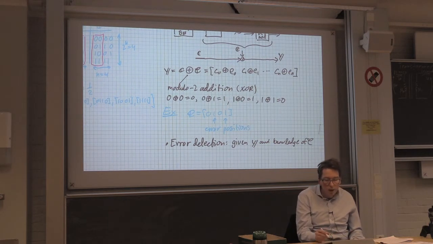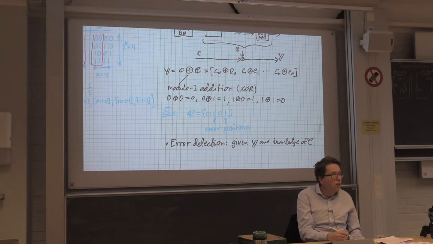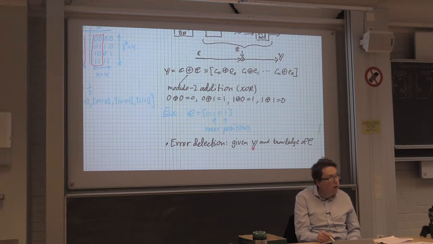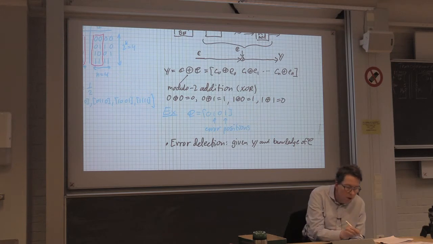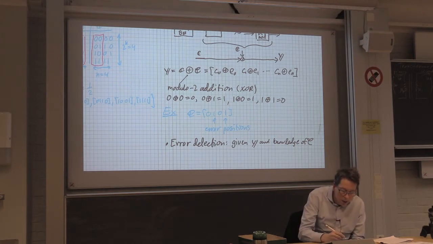So if we observe Y and we know the code, then we need to make a decision or a guess. We need to guess whether Y is equal to the transmitted code word or if errors have occurred. Let me do that again. So we know the code, and if we look at Y, our task is to figure out: have there been errors on the channel or not? Okay. That's the task. So given Y and C, detect if errors have occurred.